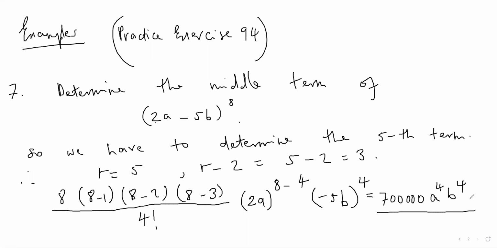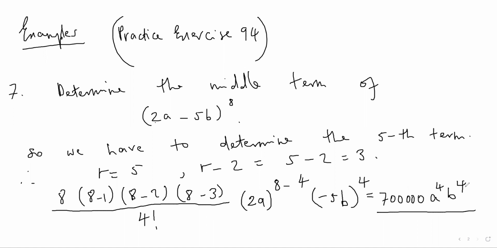So this is the middle term. That's how you use the formula. Now this gives us the middle term of this expansion of 2a minus 5b to the 8. That's how you calculate it. Simple as that. You just apply the formula.